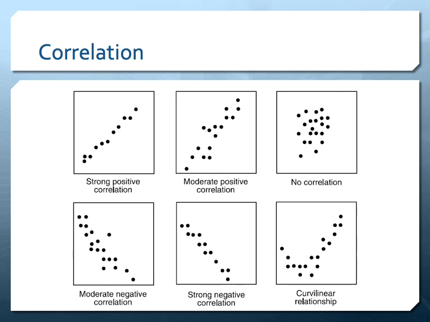And then sometimes you have a curvilinear relationship, which could curve either direction. You can see in that example, it goes down and then back up. Or it could go the other direction, where the curve goes up and then drops down. So there's all sorts of different relationships that you can discover when you're looking at the data.